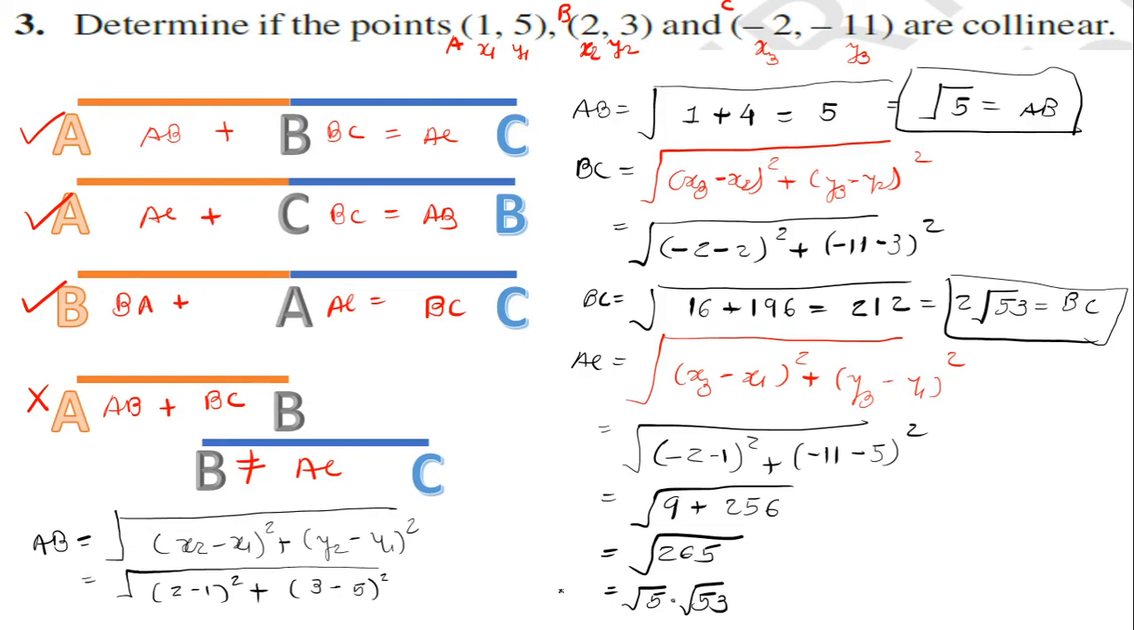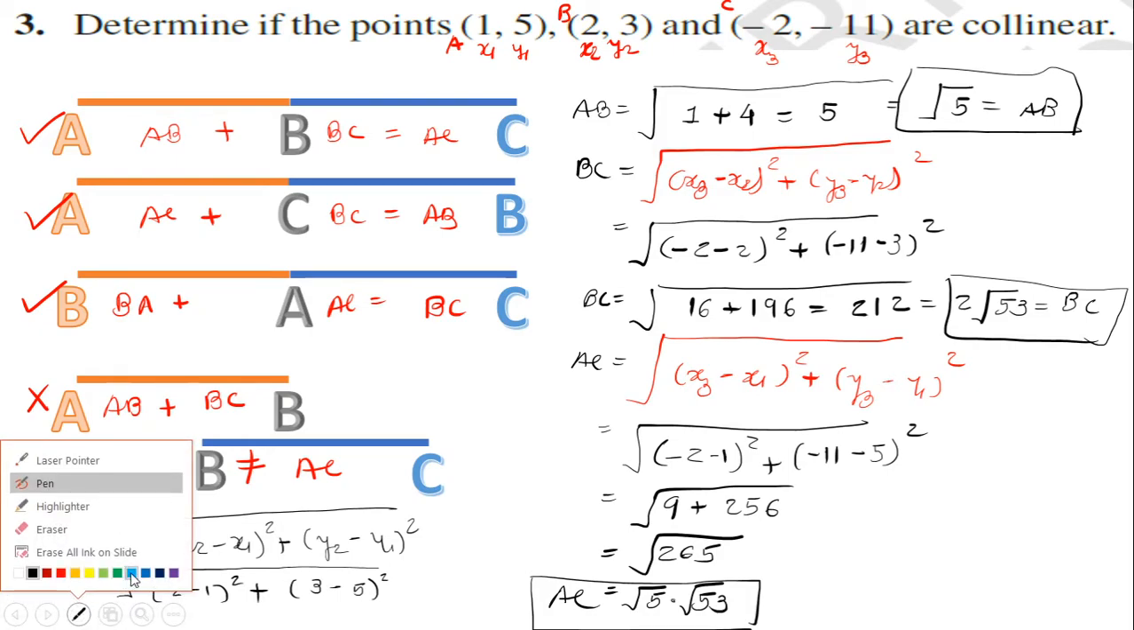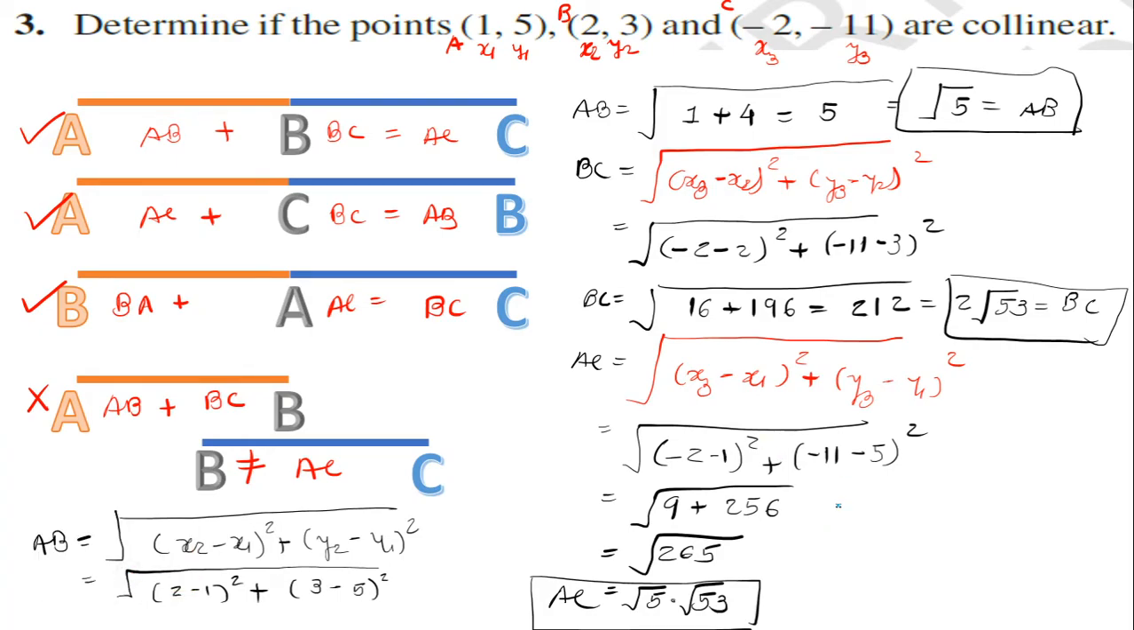Now see, this is the value of AC that we got. And now this is your AB, this is your BC. So now let me write here AB plus BC, that should be AC. Let us see whether it is or not. AB plus BC, what? Root 5 plus 2 root 53. So that is not root 5 into root 53.